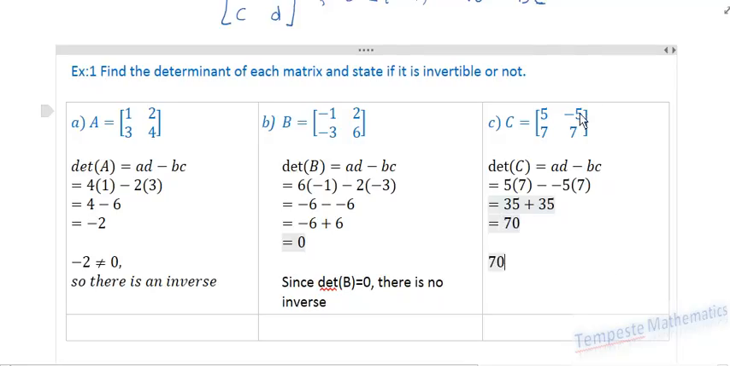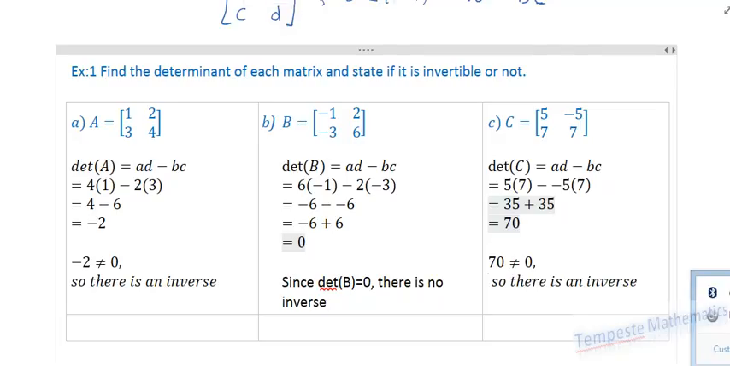70, again, most definitely not equal to 0, so there is an inverse. So first of all, we do generally want to know if there is an inverse at all. Now that we know for A and C there are indeed inverses, let's figure out how to find out what they are.